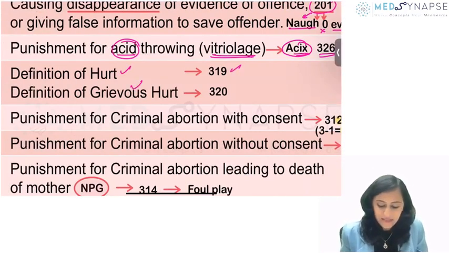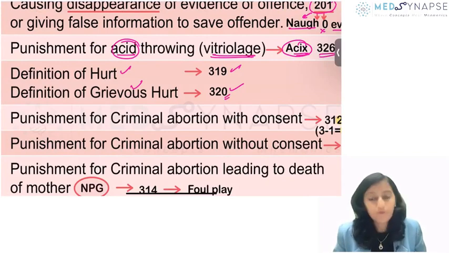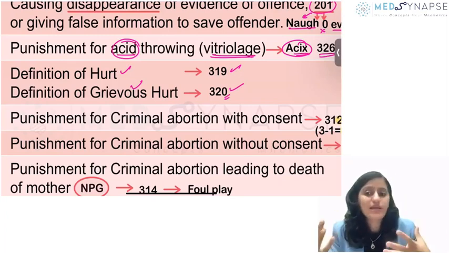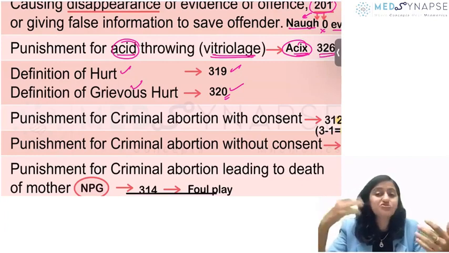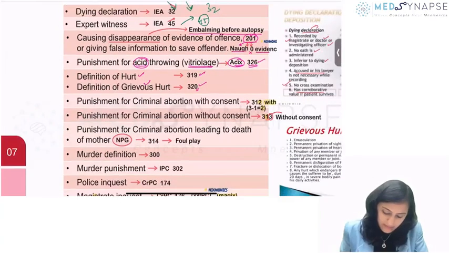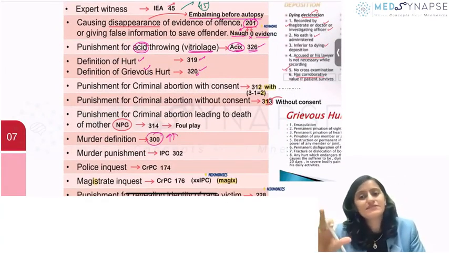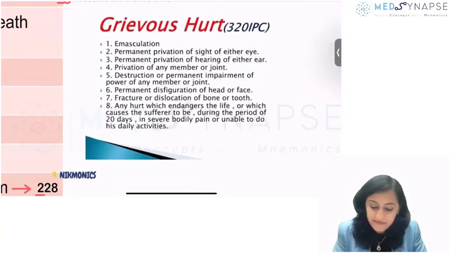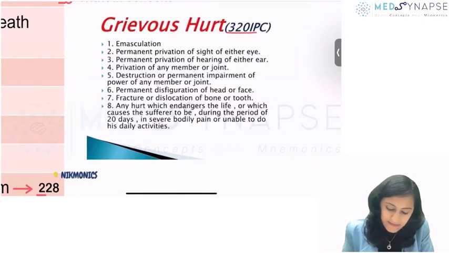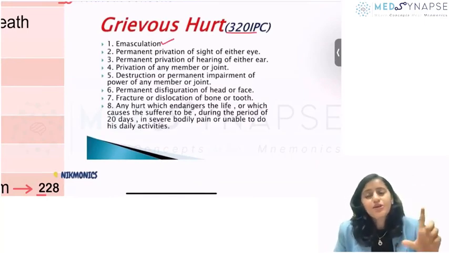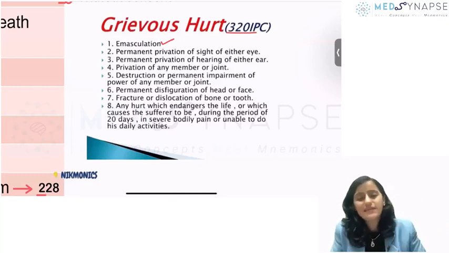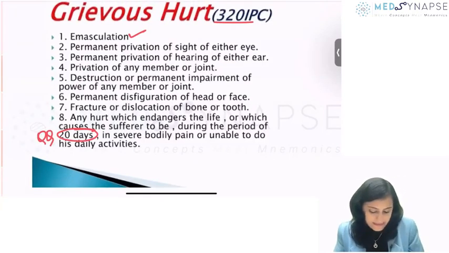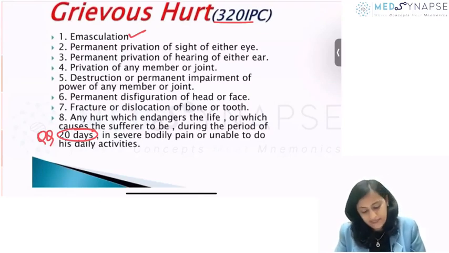Hurt and grievous hurt. Hurt is 319. Grievous hurt is 320. जहाँ पे 0 आता है, that becomes more weightage, right? Murder matlab more grievous, that is 300. So murder will be 300, which is more grievous, and grievous hurt is only 320. In grievous hurt, this is important, and these are points we have not discussed previously. In the short 320 IPC, emasculation comes here. Not being able to go to work for how many days is considered grievous hurt? It is 20 days. Okay, 20 days. So the person is not able to do daily activities for 20 days.